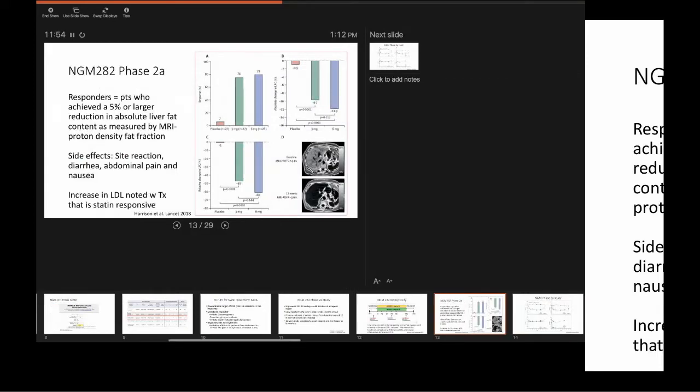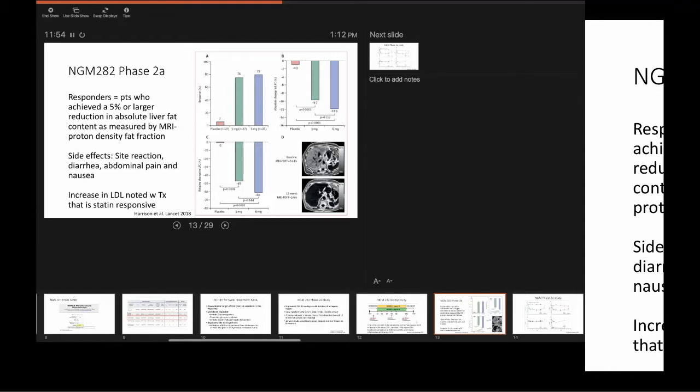And this is the 2A paper from Lancet, just to walk you through what they saw here. So the A portion of this is the percent of responders. And their definition of a responder is people who had a 5% or larger reduction in absolute fat, as identified by MRI PDFF. And you can see in placebo it was only 7% versus 70%, almost 80% in our patients receiving the compound.